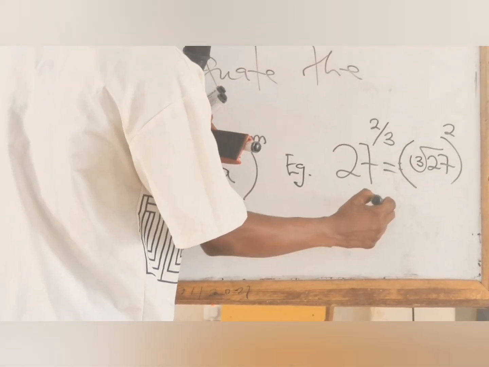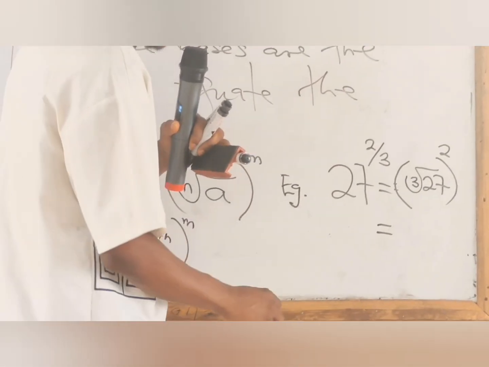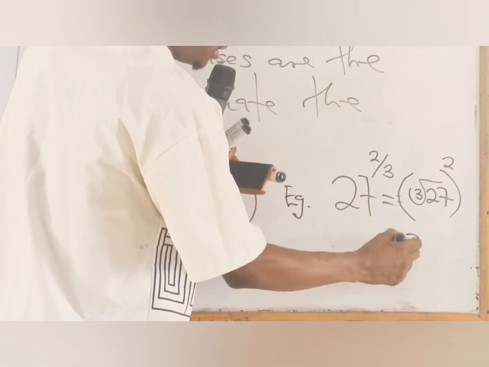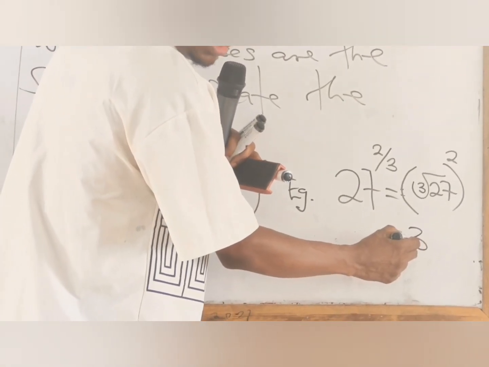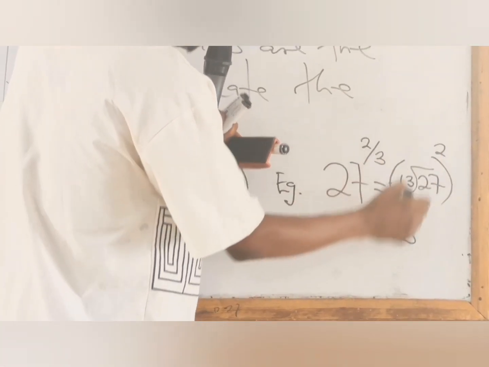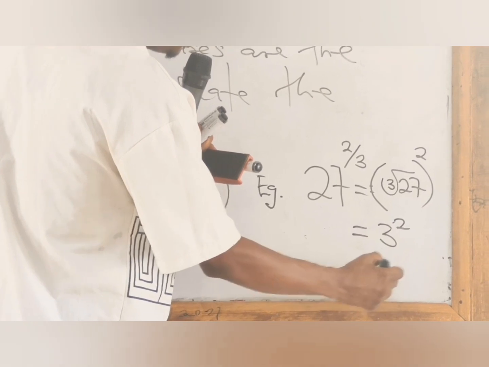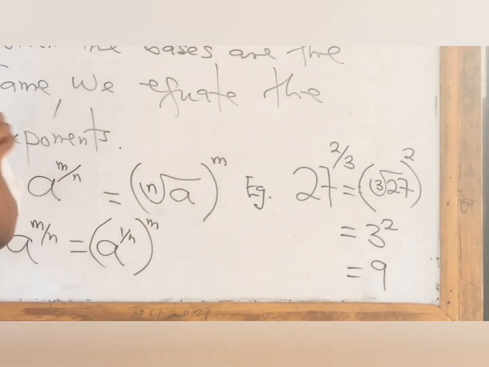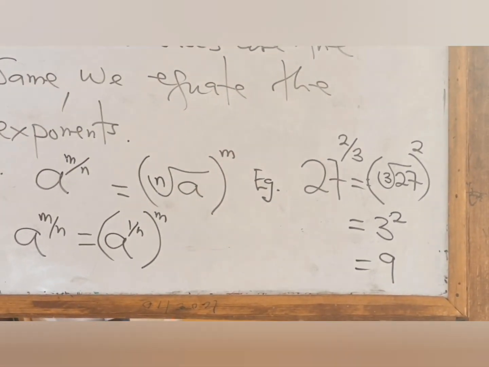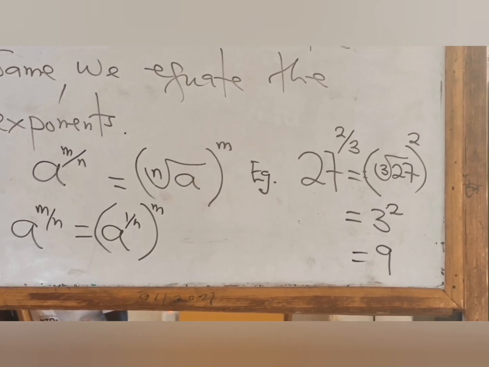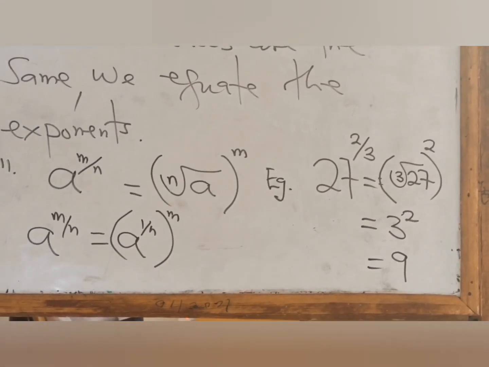So when we take the cube root of 27, what do we get? Is it not 3? Cube root of 27 is 3, to the power 2. So what do we get? 9. So 27 to the power 2 over 3 is 9.